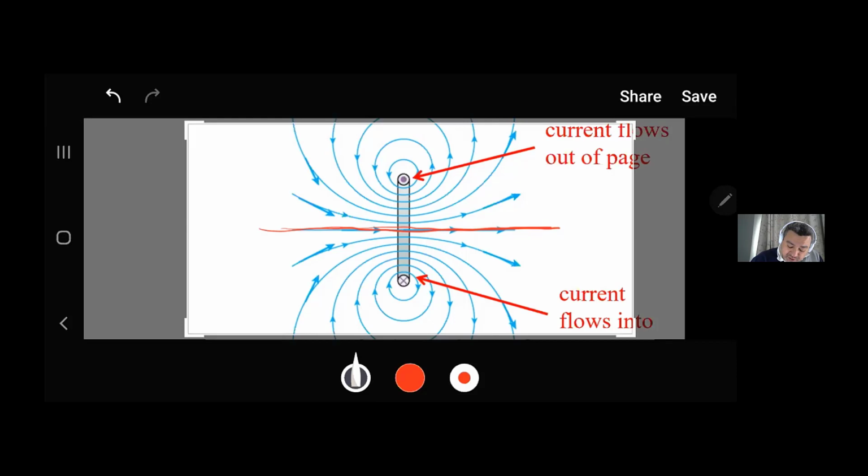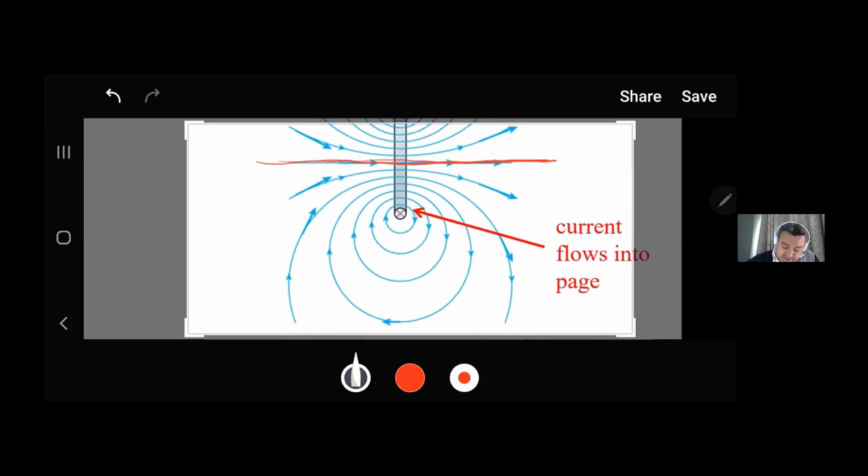But once you come closer to the side of that loop, you will see that the magnetic field will start curving, because at the end they want to make the magnetic field as closed loops, closed paths.